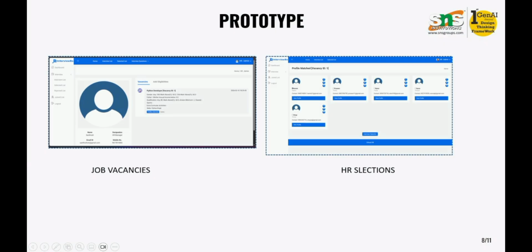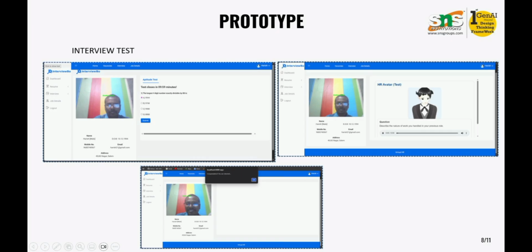After that, the HR will add a set of selections for the candidates based on their resumes. After the selection, the HR will send the interview process. The interview process has three types. First one is the aptitude round. Next one is coding, and next one is the AI interview.